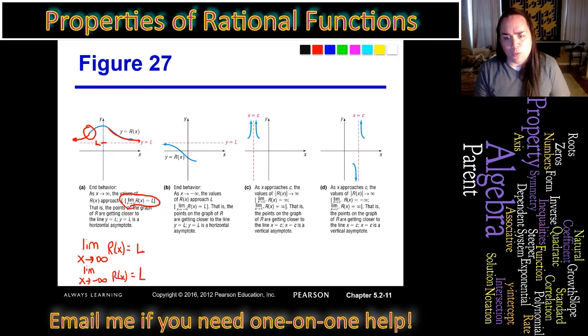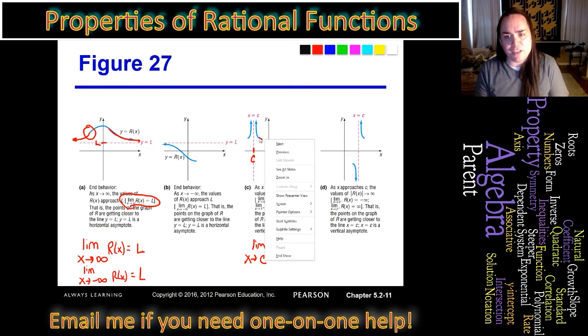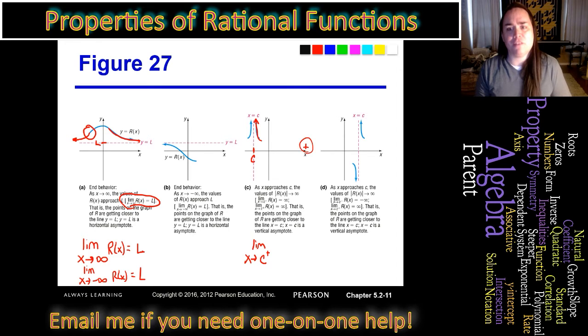Now, sometimes we don't want to talk about the limit as x approaches infinity or negative infinity. We want to talk about as x approaches some value c. So this x value is c, and the function is going to approach it. As the x values get closer and closer to c, what's happening to the y values? Well, I've highlighted the right side, and that's called the positive side. So c plus or c positive. Let me rewrite that. We call it the positive side because it's on the right, and the right side is the positive side of the graph.